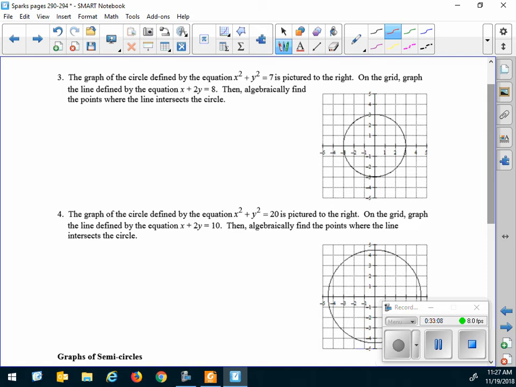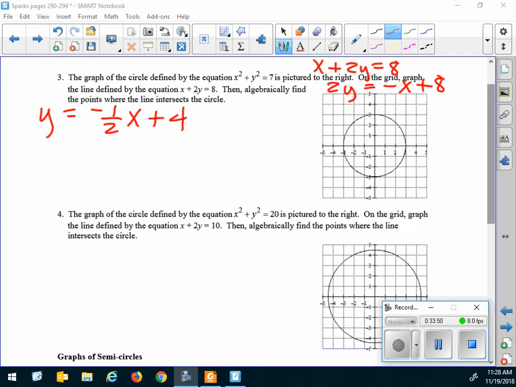The graph of the circle x squared plus y squared equals 7 is pictured to the right. On the grid, graph the line defined by the equation x plus 2y equals 8. Then algebraically find the points where the line intersects the circle. How are we going to get that into a form we can graph it? So we got y equals negative 1/2 x plus 4.